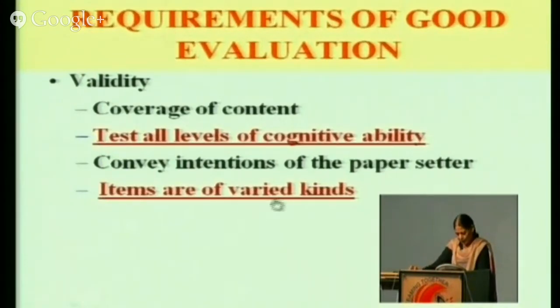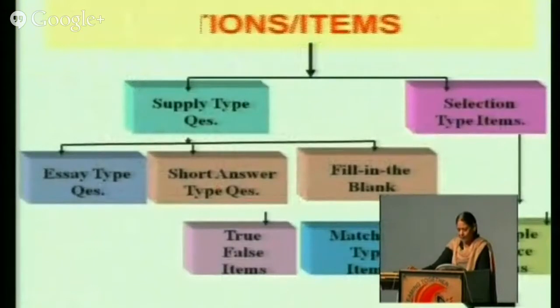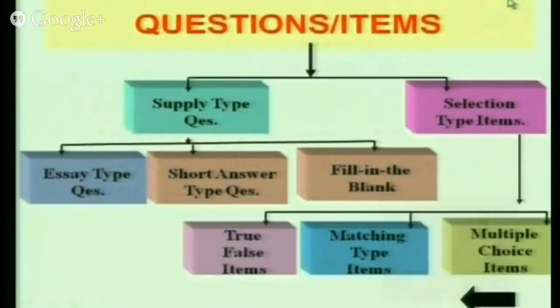An additional quality of good evaluation is that items should be of varied kinds. Now when I say items should be of varied kinds, then we all know that we can have supply type questions or we can have selection type questions. When I say supply type question, that means a student is required to supply the answer to the given question. When I say selection type items, it means the student has to select the right answer from the given alternatives.